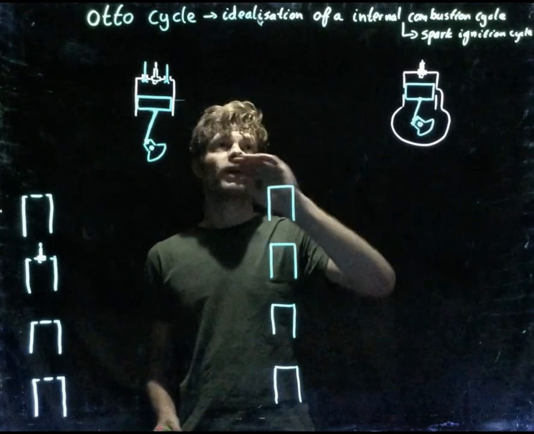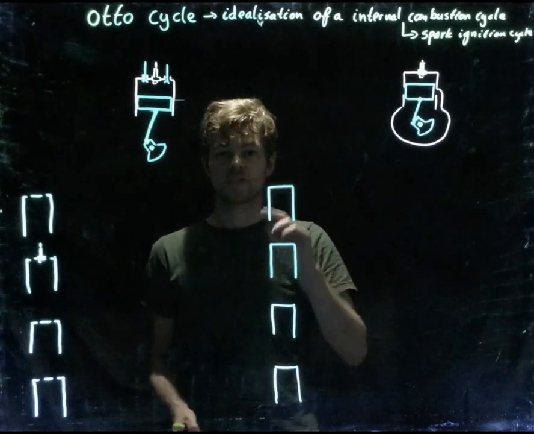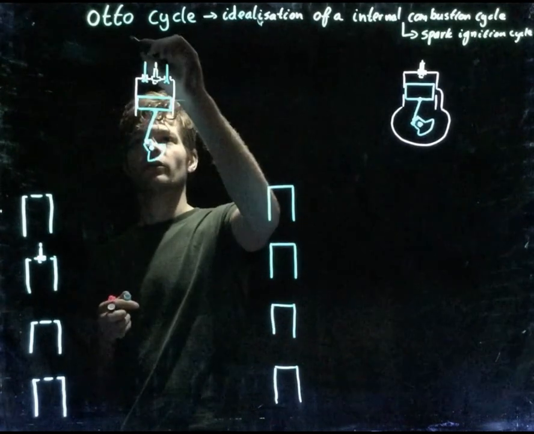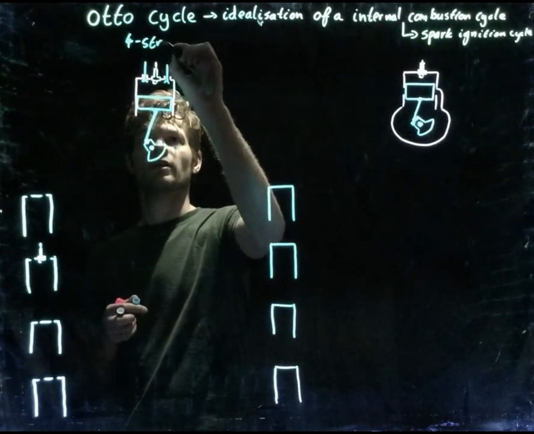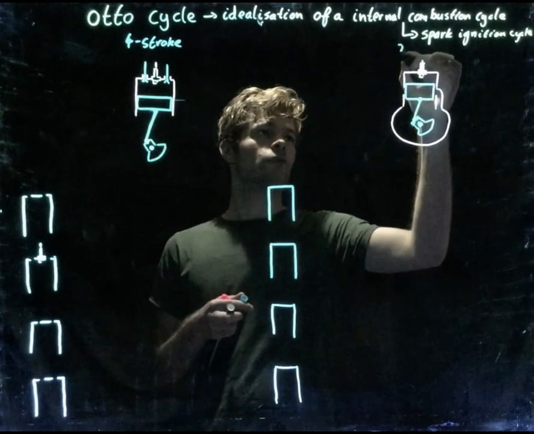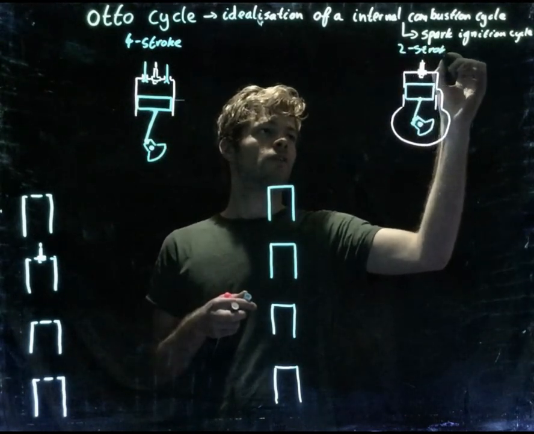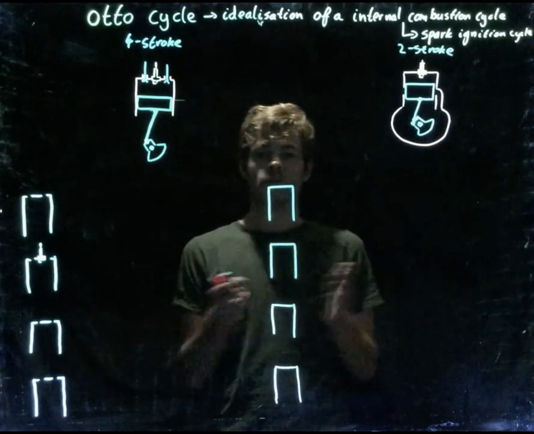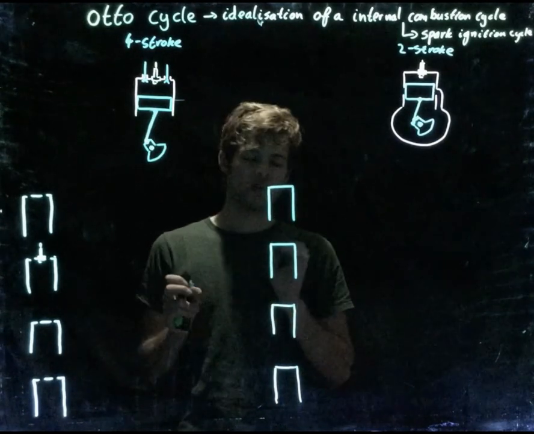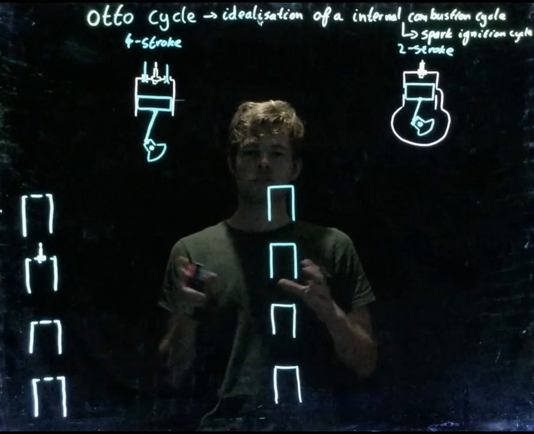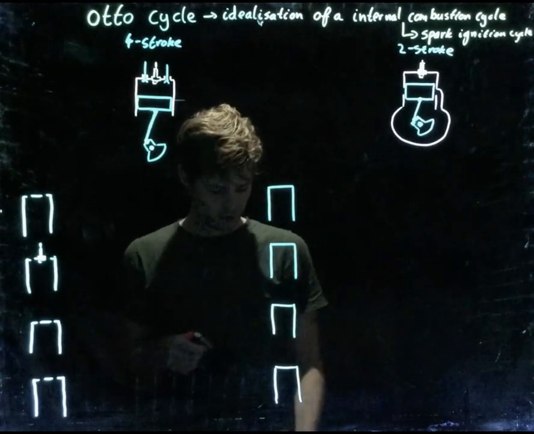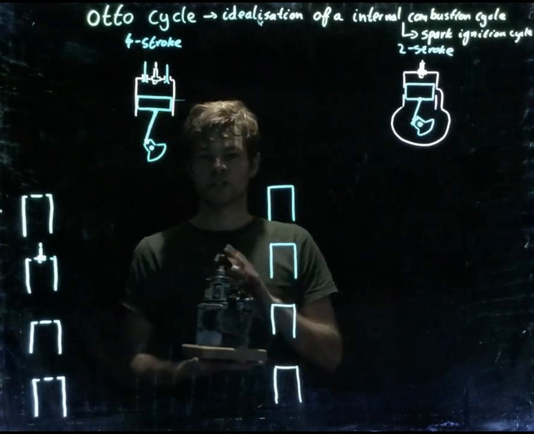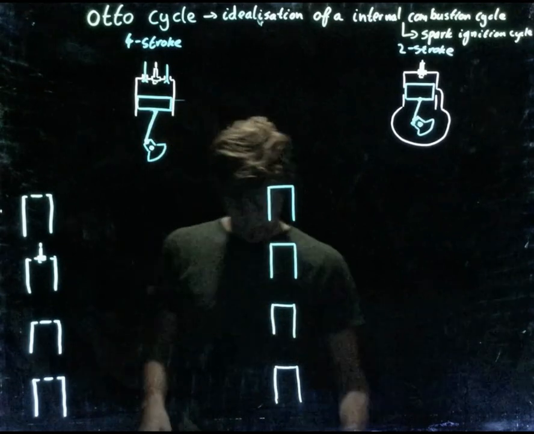When discussing the Otto cycle, there are two different types: we've got the 4-stroke Otto cycle, and we have the 2-stroke Otto cycle. The working principles of the 4-stroke and 2-stroke cycle are a little different, not very much. I won't discuss them in very deep detail, just give you an overview. The engine I've got here is actually a 2-stroke engine. Small engines are usually 2-stroke engines.